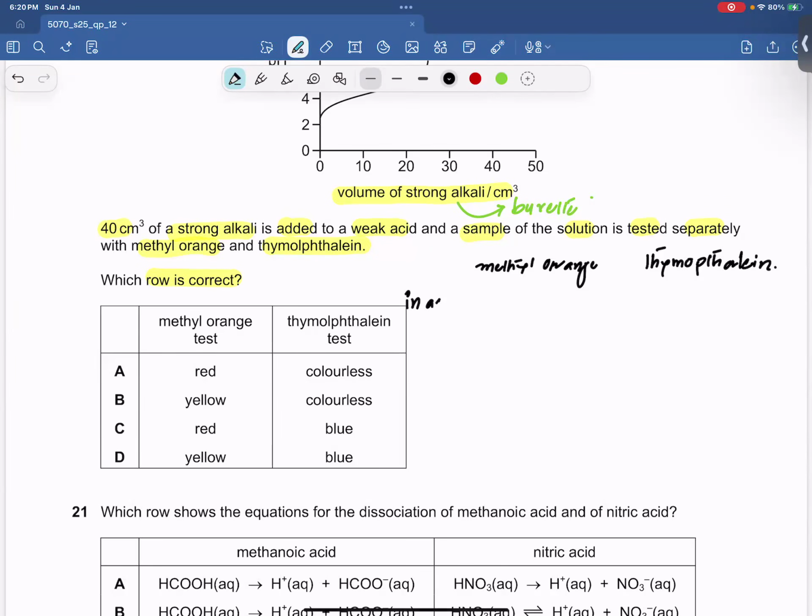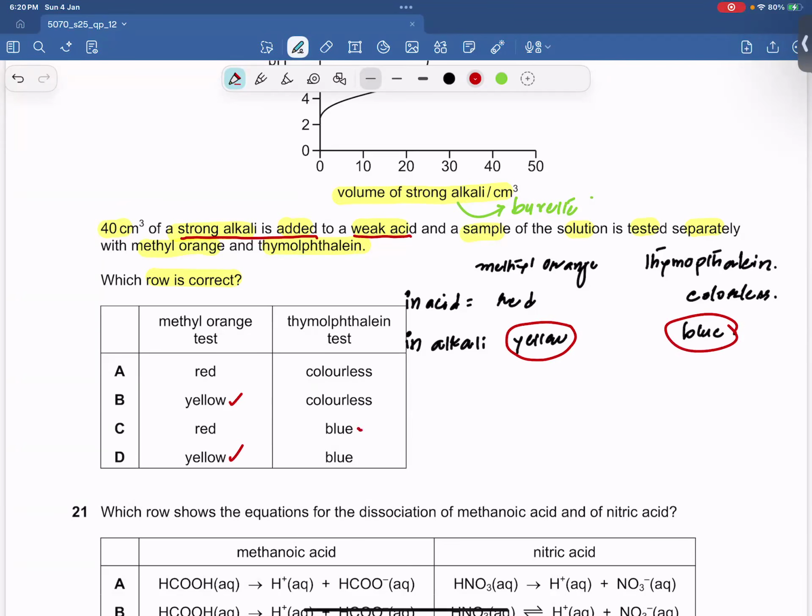In acid, it shows red color, it shows colorless. In alkali, it shows yellow and it shows blue. Okay, so when you add strong alkali into the acid, obviously there will be a yellow color in the methyl orange and there will be a blue color in thymolphthalein, and obviously D is going to be the correct answer.